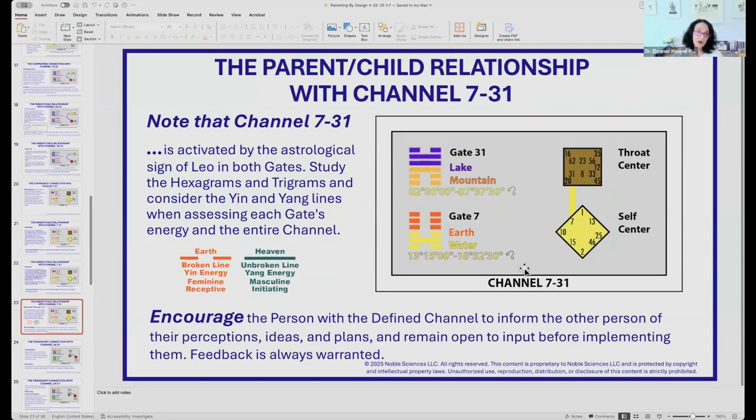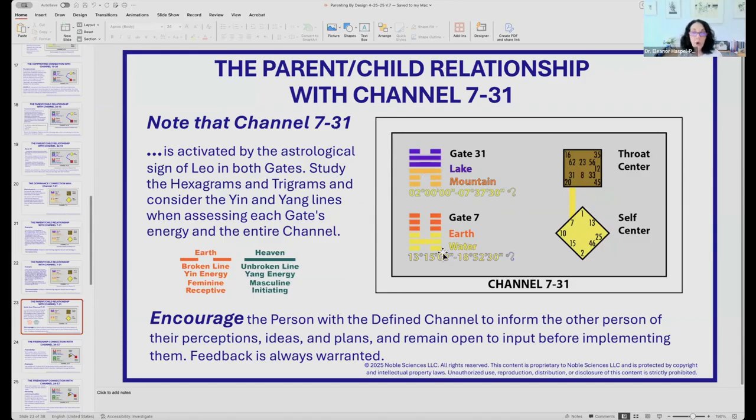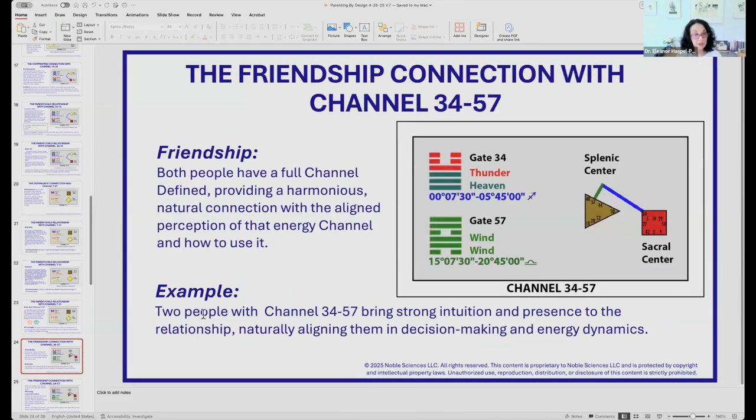Study the hexagrams and the trigrams. Consider the yin, the open, and the yang, the solid lines. And always look at the hexagrams and trigrams. Encourage the person with the defined channel to inform the other person of their perceptions, their ideas, and their plans, and remain open to input before implementing anything. Feedback is crucial if it's a strong design in the parent's chart, and less so in the child's.